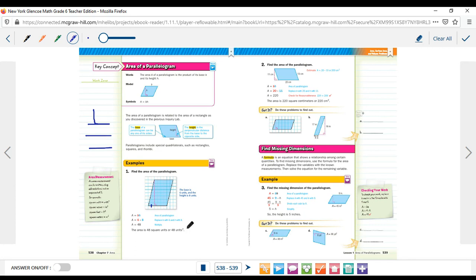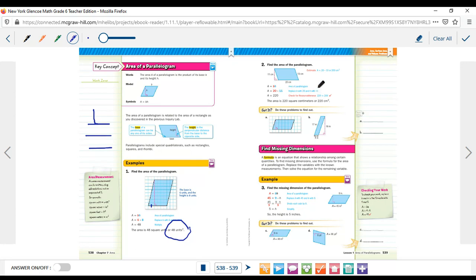And you'll notice that this one didn't say centimeters, it didn't say inches. So instead what we write is units squared, because whenever we find the area, it's going to end with this squared symbol. Okay, 48 units squared, or 48 centimeters squared, or 48 inches squared. So whenever you're solving for area, make sure that you label it correctly.